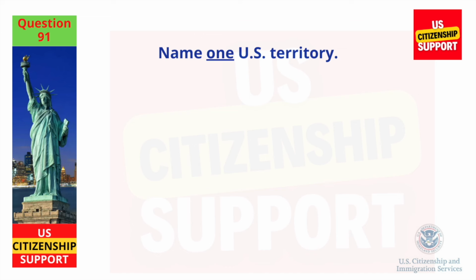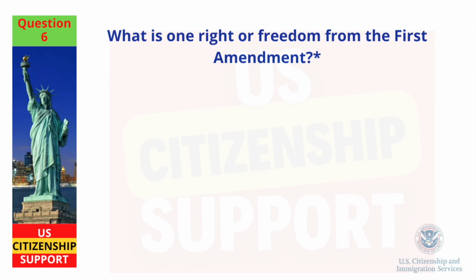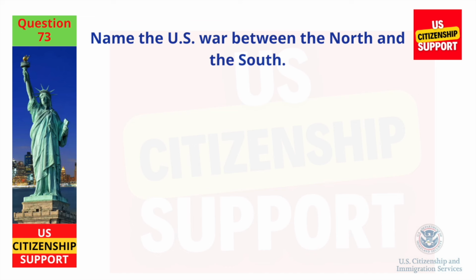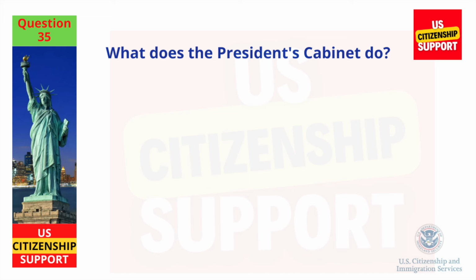Name one U.S. territory. Guam. What is one right or freedom from the First Amendment? Speech. Name the U.S. war between the North and the South. The Civil War. What does the President's Cabinet do? Advises the President.